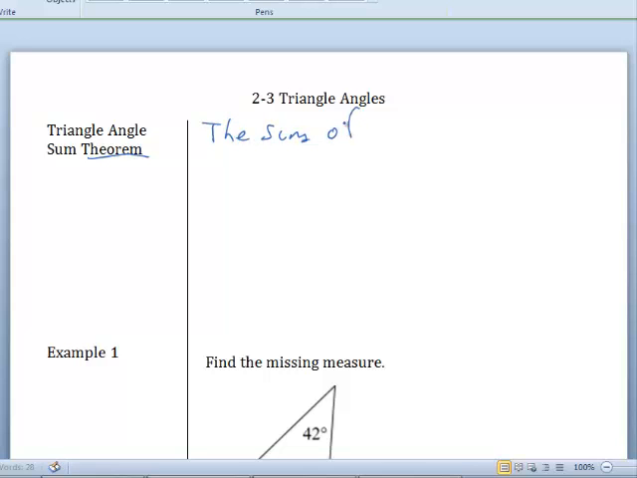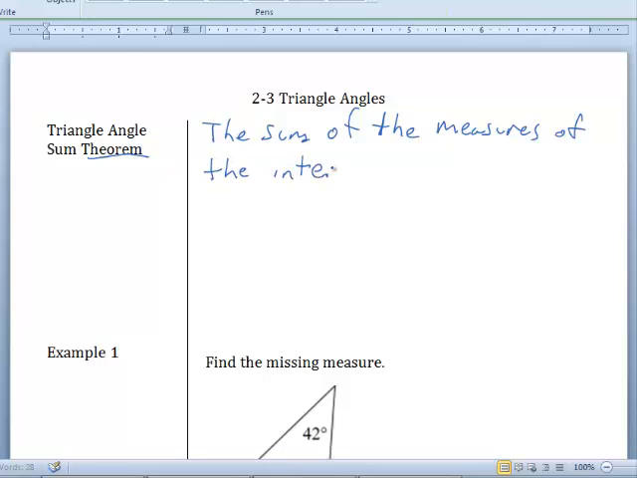The sum of the measures of the interior angles of a triangle. I'll abbreviate angles and also abbreviate triangle, look at that, is 180 degrees. Okay, and again we're talking about the interior angles of a triangle. That would be the angles inside.